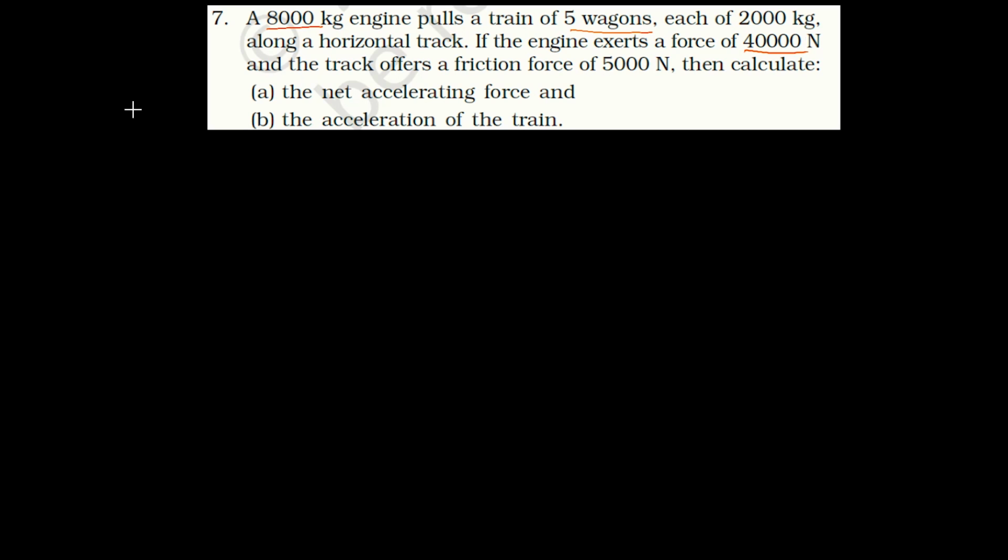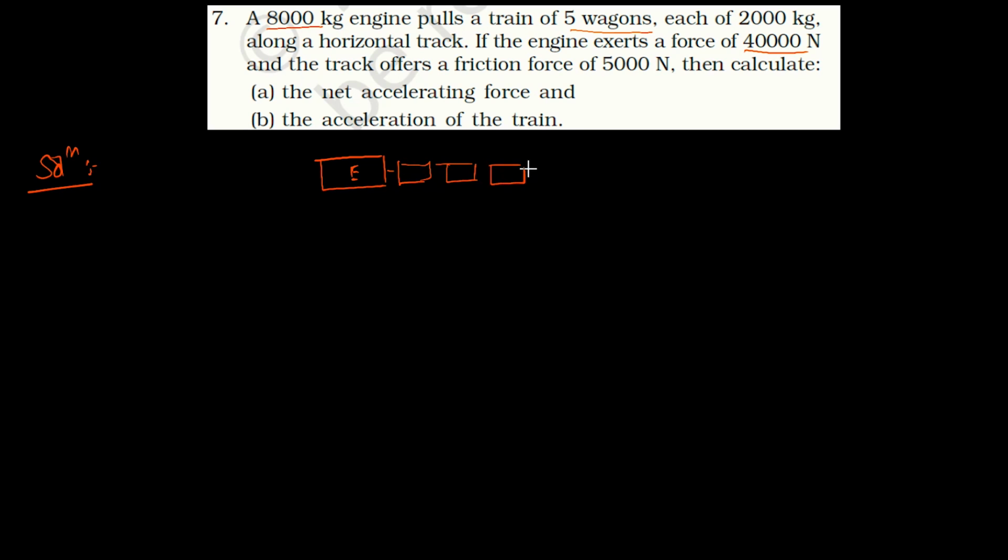So first we will write it down. Again, what do we have to calculate? We have to calculate the net accelerating force and the acceleration of the train. We will solve that, don't worry about that. First we will write down what is given. Before that, I will draw one figure. Try to draw one figure. This is the engine of that train, and these are the wagons.